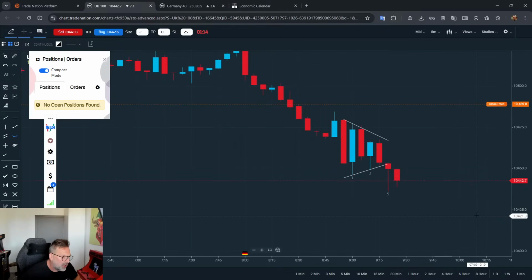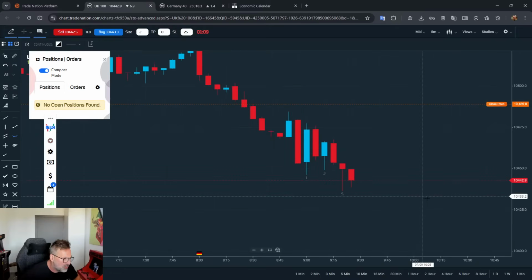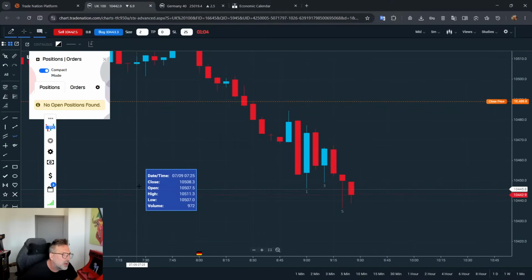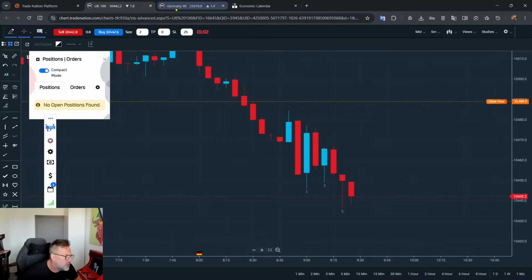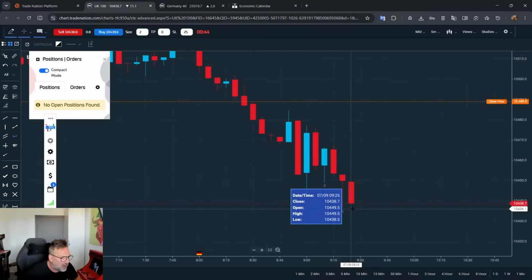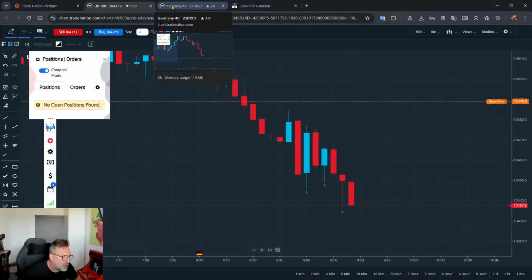I like to take breakouts directly without confirmation, because in case you're right, you don't need to pay for the confirmation. Confirmation loses you points. And if you're wrong, well, you will be wrong more often. That's for certain. Also, I didn't expect this. This is a very strange price action here.